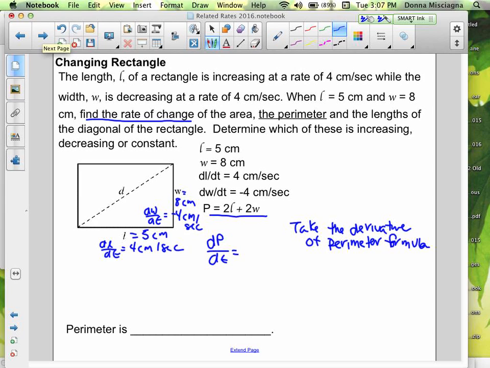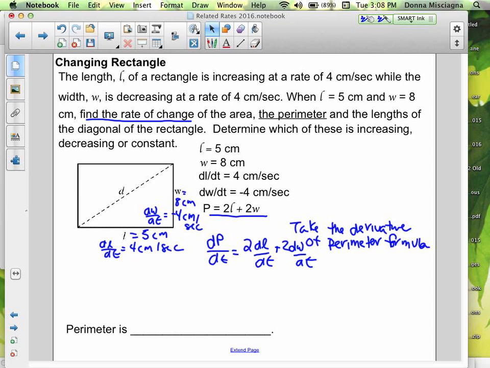Okay, the derivative of 2L: 2 is a constant, a coefficient constant, so of course that's still going to be there. And the derivative of L would be dL/dt. So the derivative of 2L is 2 dL/dt. The derivative of 2W is 2 dW/dt.